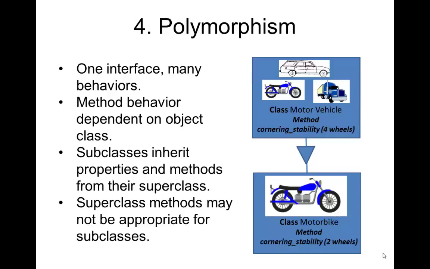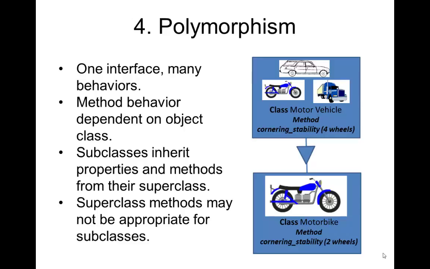in the class motor vehicle, I have a method defined, cornering stability. So every time you drive your object, your motor vehicle object, round the corner, the cornering stability method gets fired, perhaps by the degree of turn on the wheel or something like that through an event, and it calculates whether you're going to tip over or not. Now, most vehicles have four wheels. Trucks, cars, I don't know what else, we might have buses. You know, most vehicles probably have four wheels.